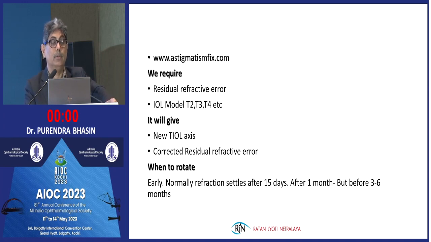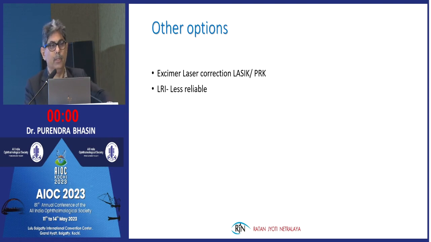Another way to get it checked is you can go to www.astigmatismfix.com. Enter the pre-operative data, the type of lens and the model of lens you have used, and the residual refractive error and astigmatism, and this will give us an idea in which direction and how much the lens has to be rotated.